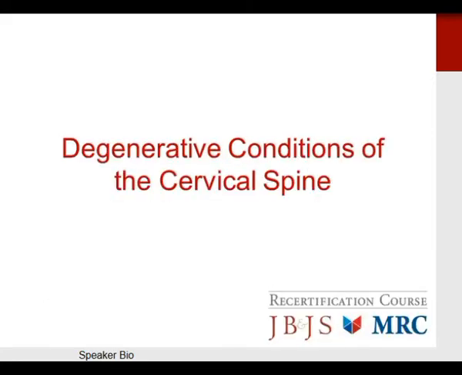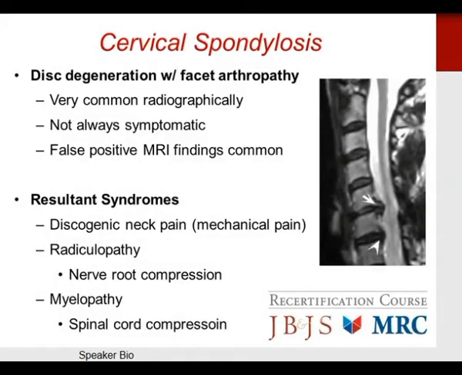As we move on to degenerative conditions of the spine, we know that cervical spondylosis can result in a variety of syndromes. They're common radiographically, but they're not always symptomatic. There are often false positive MRI findings and should be correlated with clinical findings. They can result in discogenic neck pain, nerve root compression and radiculopathy, and spinal cord compression and myelopathy.